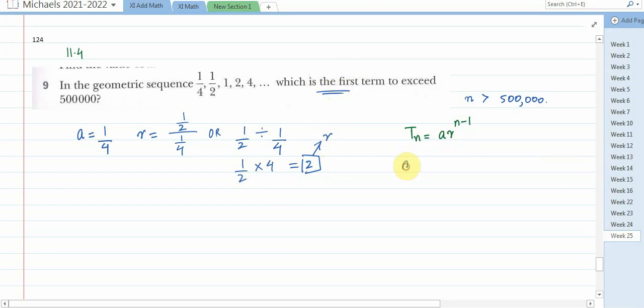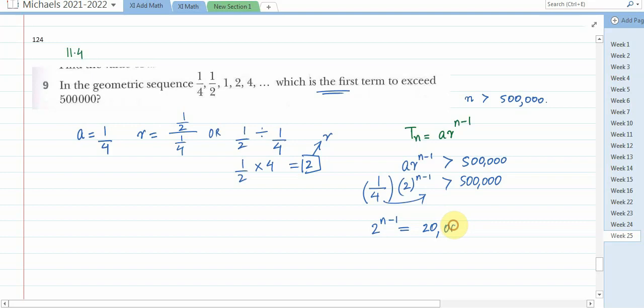So the condition says which is the first term to exceed 500,000. Now we have the basic information here. The value of a, it's known, it's 1 over 4. The value of r is 2, so 2 to the power n minus 1 should be greater than 500,000. When you shift 4 on the right side, that will be 2 to the power n minus 1 is greater than 2,000,000.